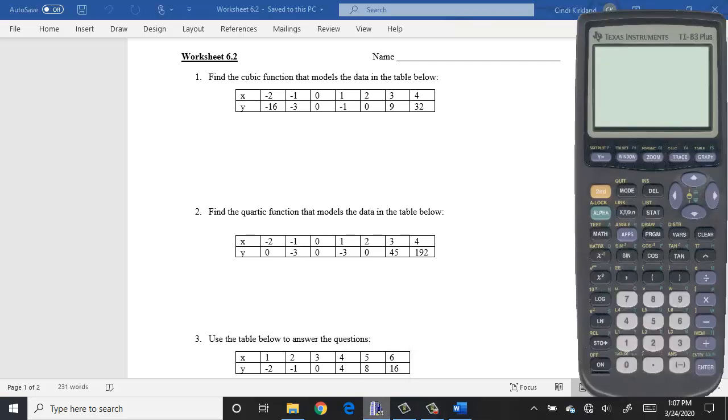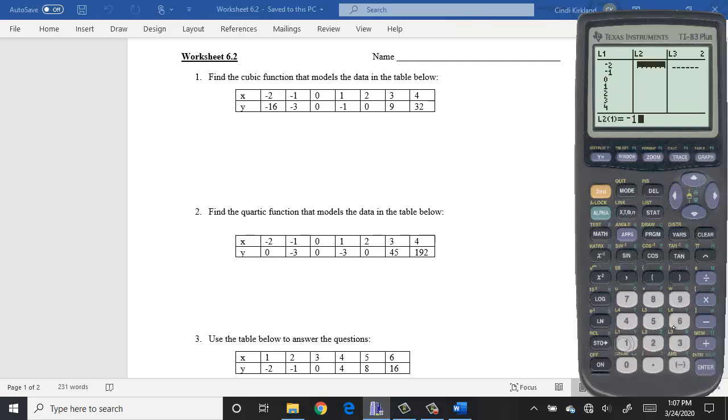So we're going to go to our calculator and we're going to enter our data. We're going to go to Stat, then Edit. I'm going to clear out my data from my previous problems. We know that in L1, I'm going to put my X values. And then I'm going to enter my Y values in L2.